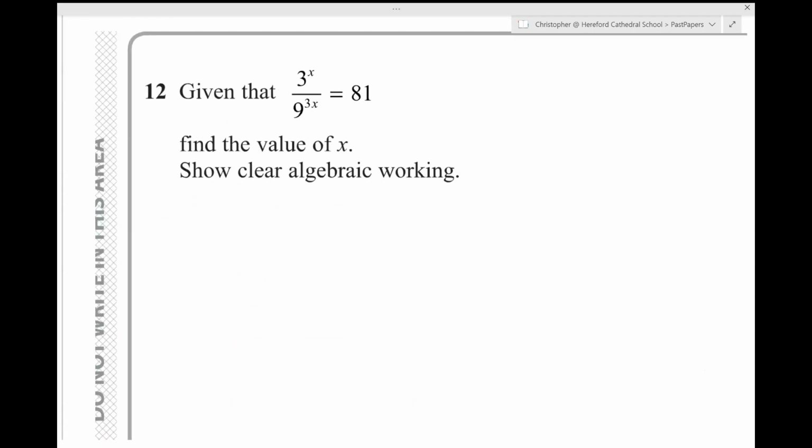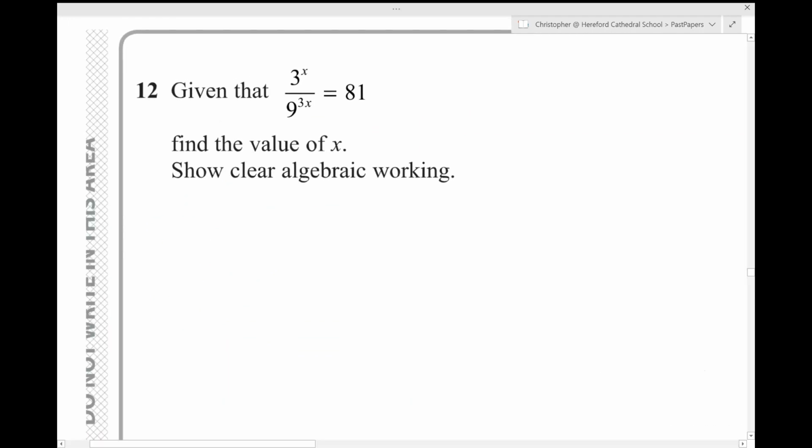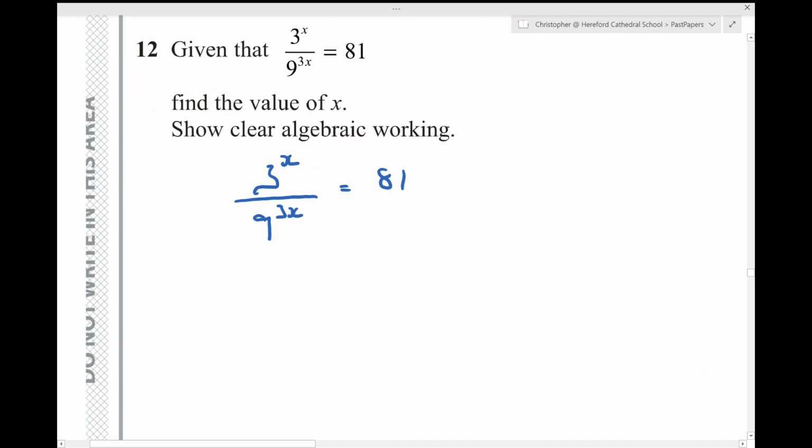Question 12. Right, I've got this expression on the left-hand side, and I think what I'm going to do is write it all in base 3, because I've got the 3 to the x, that's in base 3. And if I write this 9 to the power of 3x in base 3, then I think things will work out. Let's have a look. So, 3 to the power of x is 3 to the power of x. 9 to the power of 3x is 3, half the base, double the power. 3 to the power of 6x equals 81.